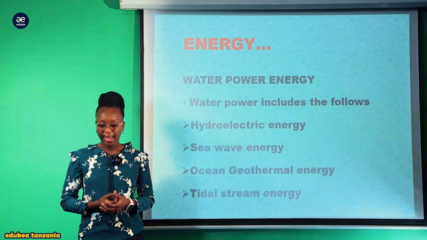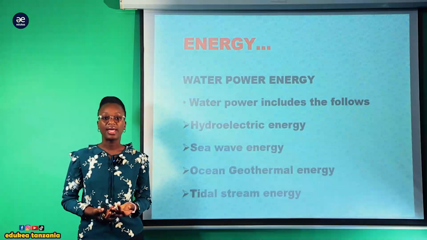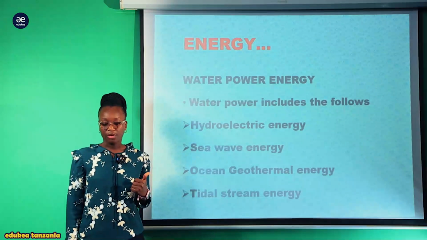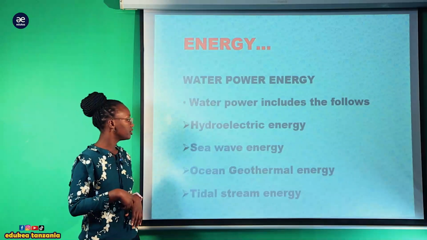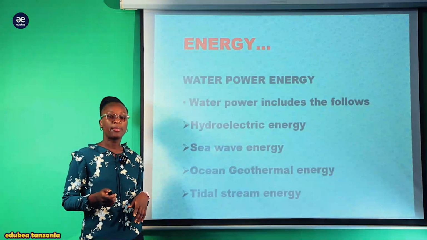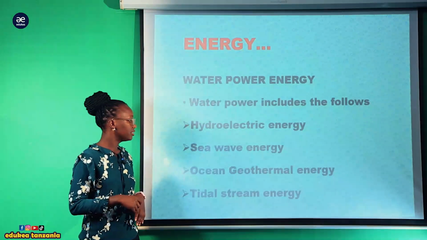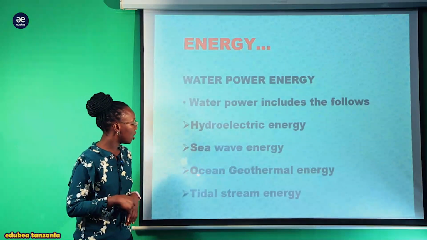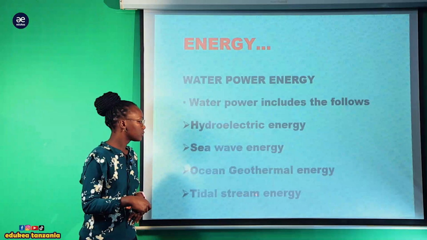And this water power energy includes different forms. Water power has four forms of energy. The first one is hydroelectric energy. Sometimes it's called water energy because it's made up of hydro, water. Another is sea wave energy, which is the waves of the sea energy. Another is ocean geothermal energy. Another is tidal stream energy.